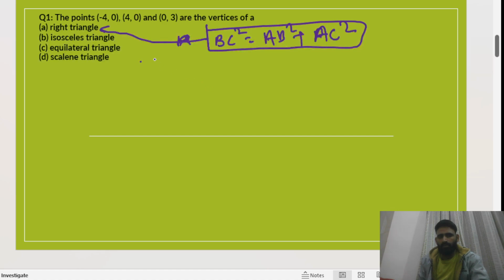Isosceles triangle: if two sides are equal, this is an isosceles triangle. Equilateral triangle: if all sides and angles are equal, so this is an equilateral triangle. Scalene triangle: if all sides are different, this is a scalene triangle.